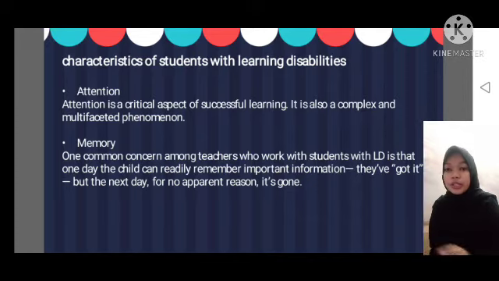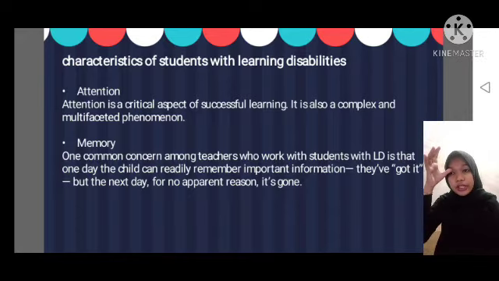Point number 2 is memory. One common concern among teachers who work with students with LD is that one day the child can readily remember important information. They've got it, but the next day, for no apparent reason, it's gone. The ability to remember information is obviously critical to academic success.